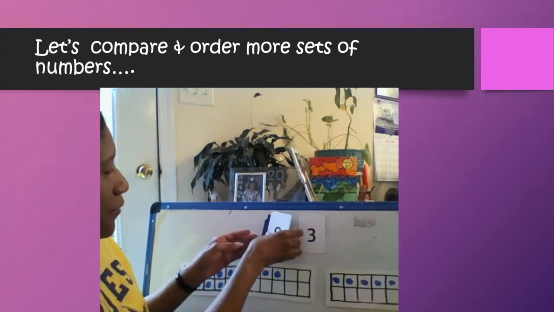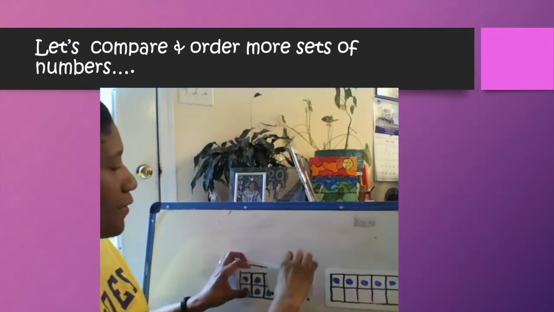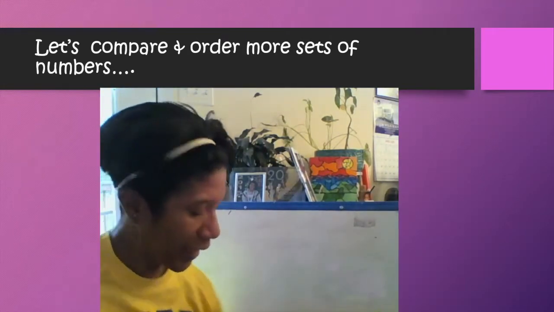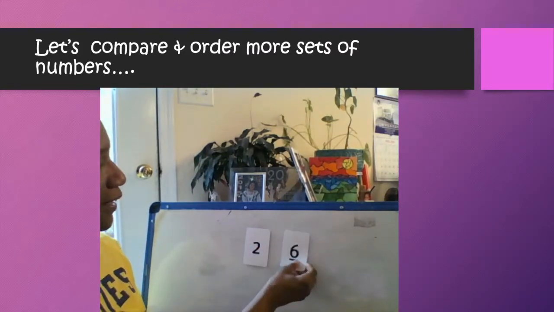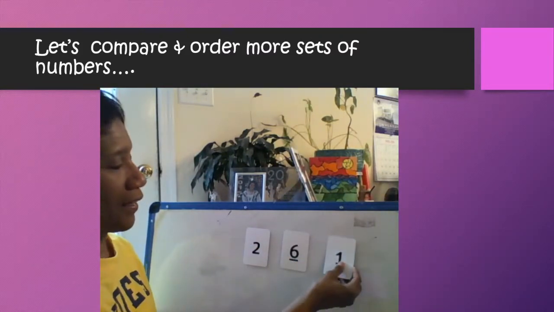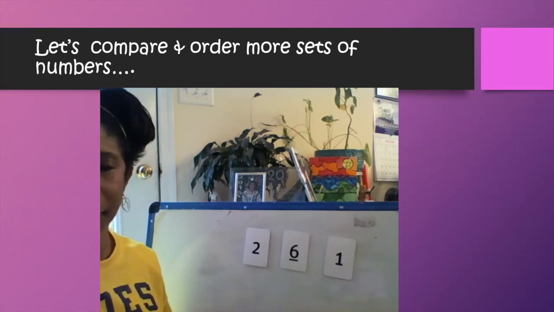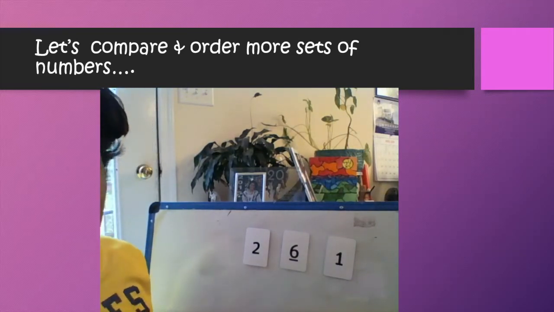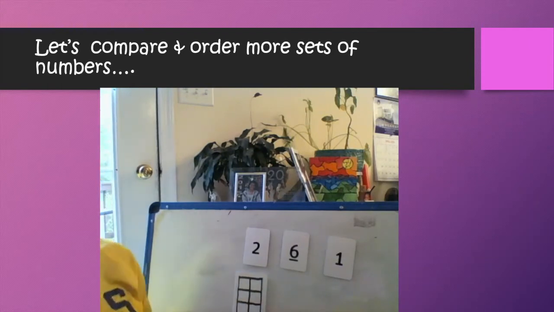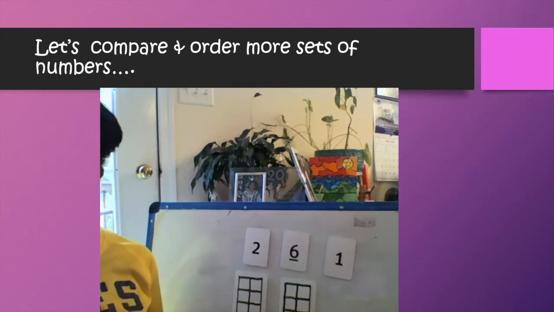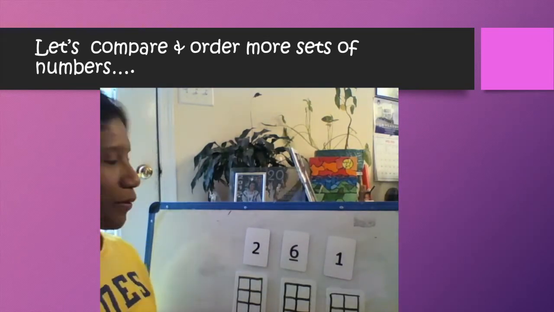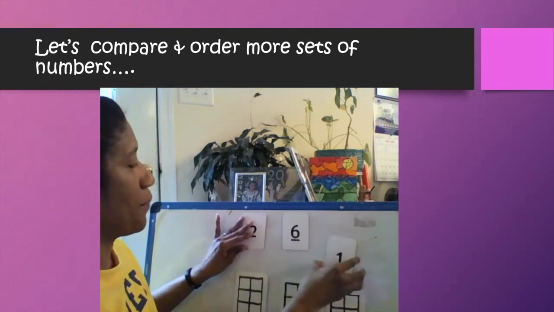All right, are you ready to try another? Let's try another. Let's look at these numbers. We have 2, 6, 1. Think we should try a 10 frame for each one of those again? Let's try a 10 frame again. What did I do different with my 10 frames this time?